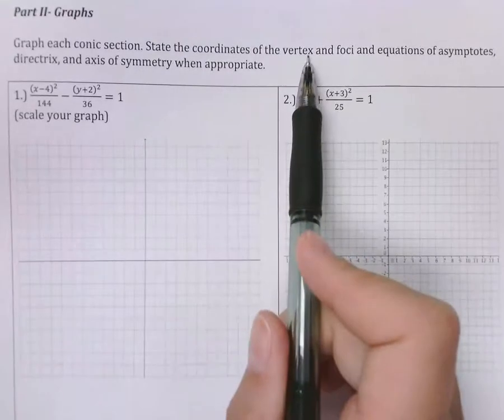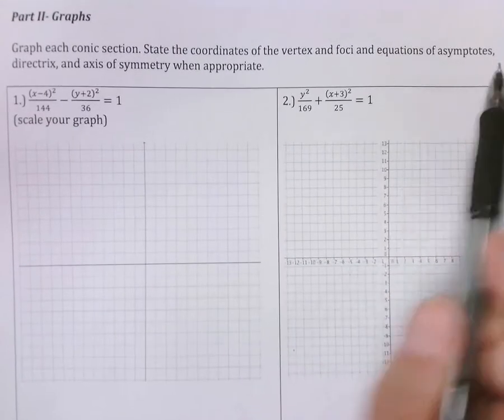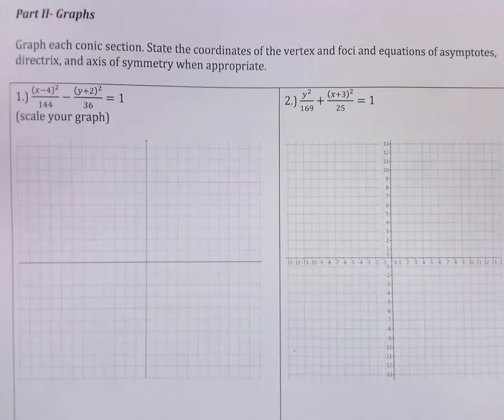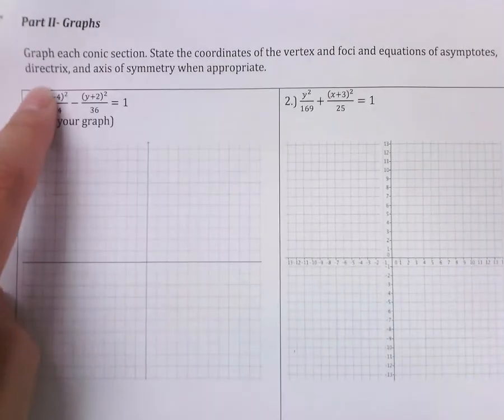It's vertex or vertices, foci, equations of asymptotes, directrix, axis of symmetry. You got to know what those go to. Okay, so I'll list them there for you so that you don't forget any of them, but you need to know where to put them. Like, you need to be aware that a circle, for example, does not have foci. You need to be aware that a parabola only has one. Oh, and also like the directrix.